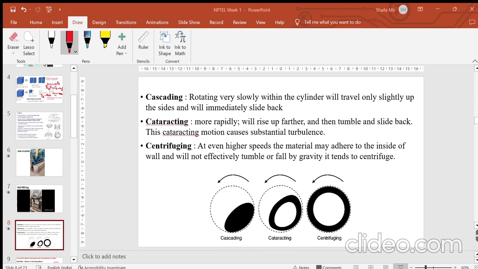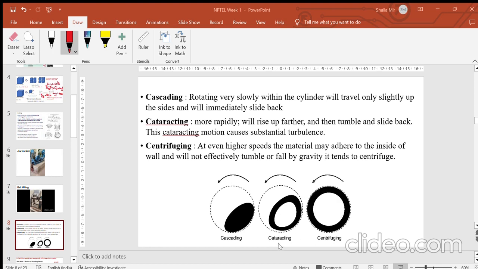It is just that the balls are inside the material here. Inside this ball mill, there is a charge and there are balls. This charge, consisting of the feed material and the balls, will try to move upwards as the ball mill moves, to the top, and then it will fall down.